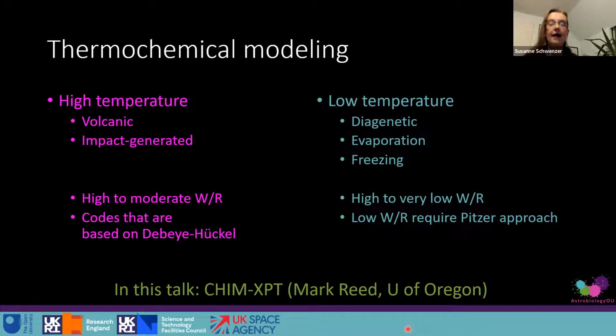I said impact generated. I'm not doing so much volcanic, but that would of course be possible as well. Impact generated can go from any temperature. I say below boiling here. Boiling can be modeled, but introduces a whole host of new things.